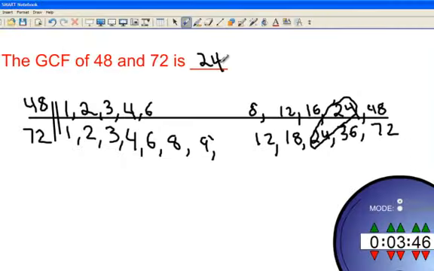Now I did this in under 4 minutes, and I really took my time with it. I bet I could do it in 2. But you get the idea. Hopefully this helps you with GCF problems. Like I said, it was probably one of the harder ones you can do.